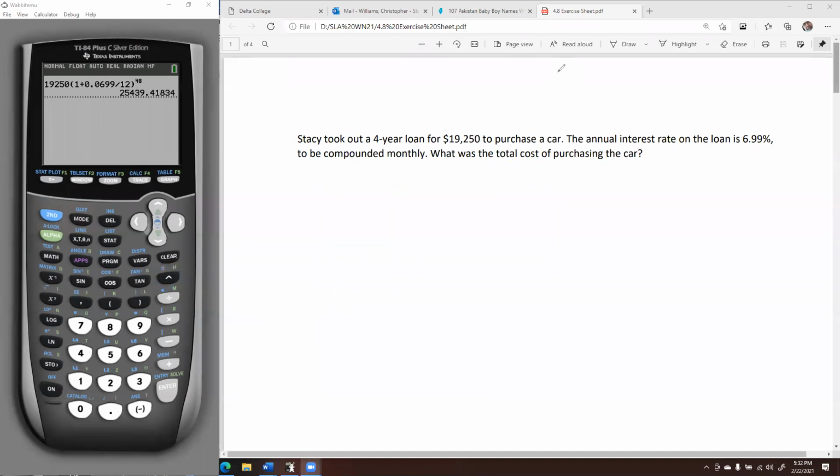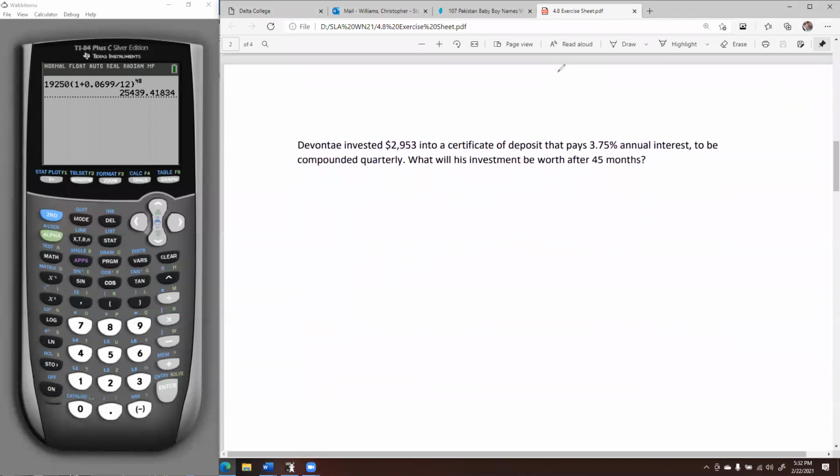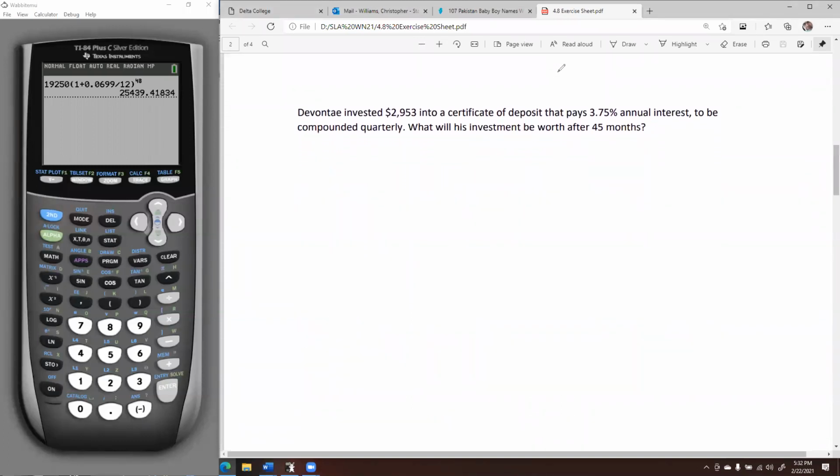Moving on, let's go to our next illustration here. Moving forward, I'm not going to be spending as much time on the details of what the variables mean, because if you need to see that, you can rewind to the previous example. So Devontae invested $2,953 into a certificate of deposit that pays 3.75% annual interest to be compounded quarterly. What will his investment be worth after 45 months?